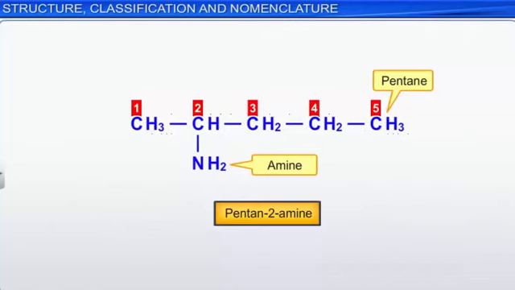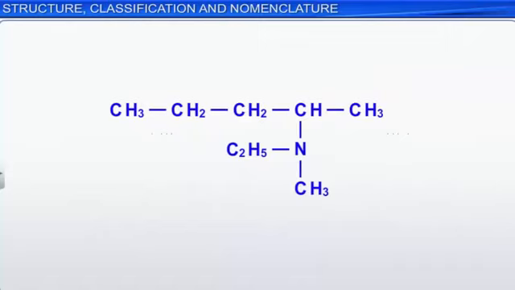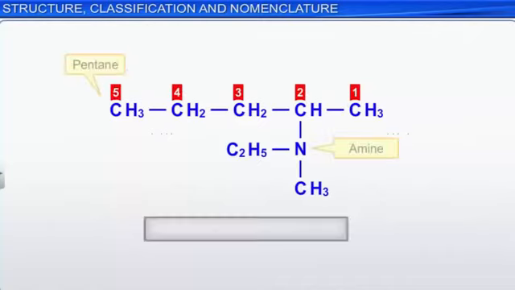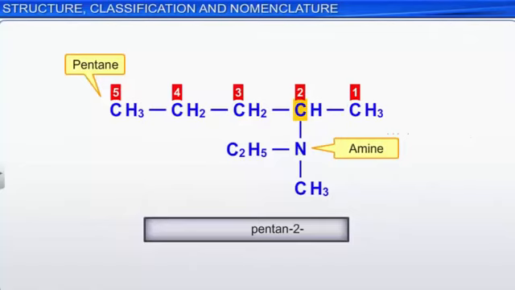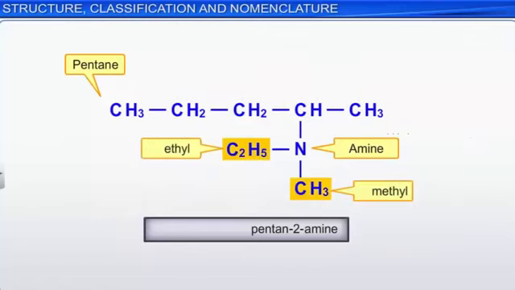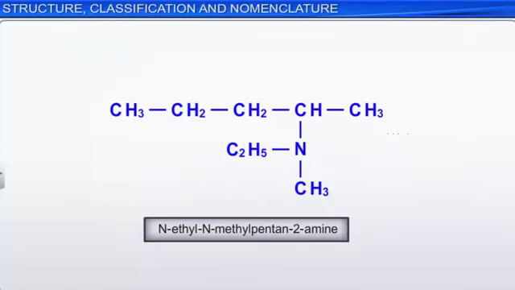Let us try to name the given compound. Here, the longest carbon chain has 5 carbon atoms, and therefore the parent alkane is pentane. Since the nitrogen atom is attached to the second carbon atom, the amine is named pentan-2-amine. The side chains, the methyl and ethyl groups, are prefixed as N-ethyl N-methyl in alphabetical order. Thus, the complete IUPAC name of this compound is N-ethyl-N-methylpentan-2-amine.